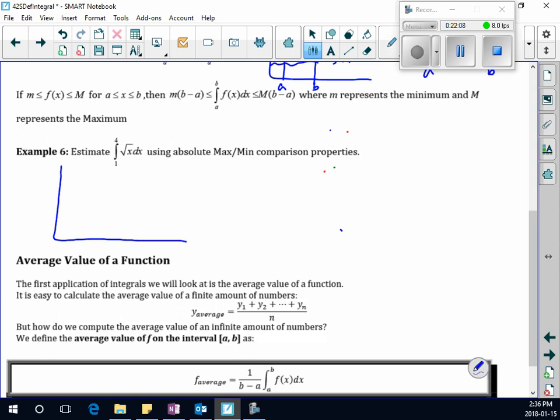Yeah. So 0, 0, like this. And so at 1, does everybody see at 1, what's the height there? 1. And at 4, what's the height there? 2.